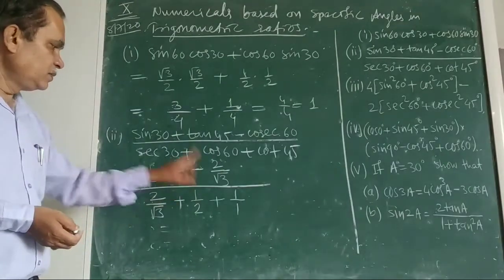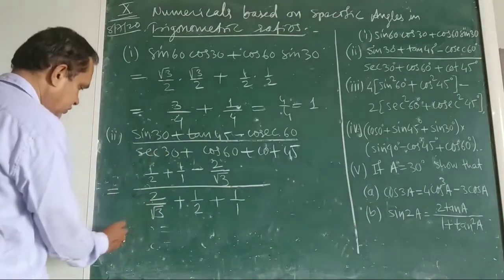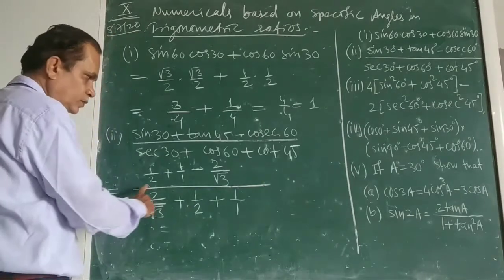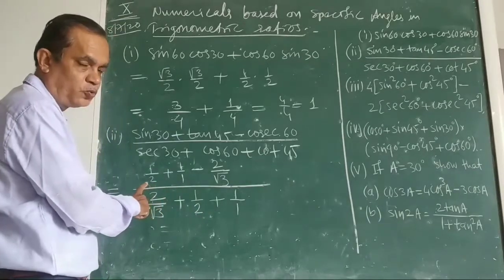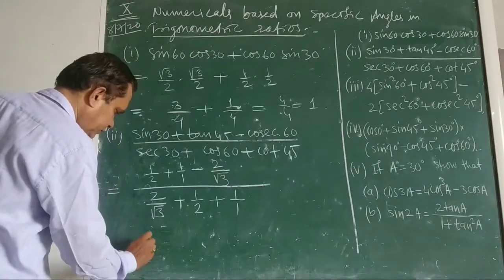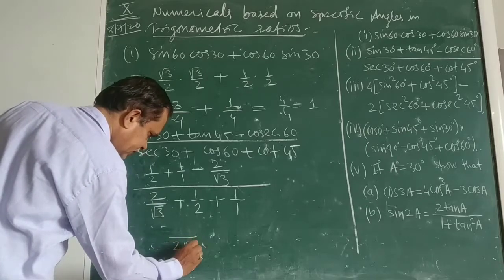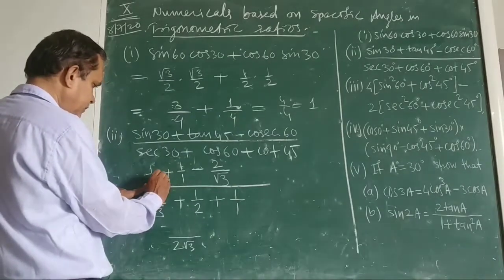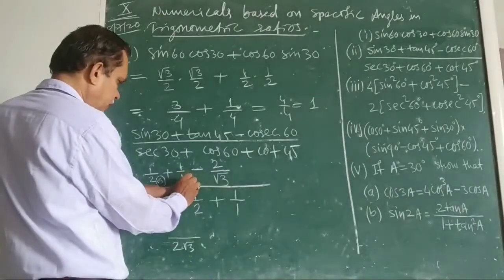Now I am finding the LCM of the denominators. Numerator and denominator separately. First I find the numerator's LCM. See, what is this? 2, 1, root 3. So what is the LCM of 2, 1 and root 3? 2 multiplied by root 3. I am writing the LCM now: 2 multiplied by root 3. Here I have to multiply by root 3, and here by 2 root 3.